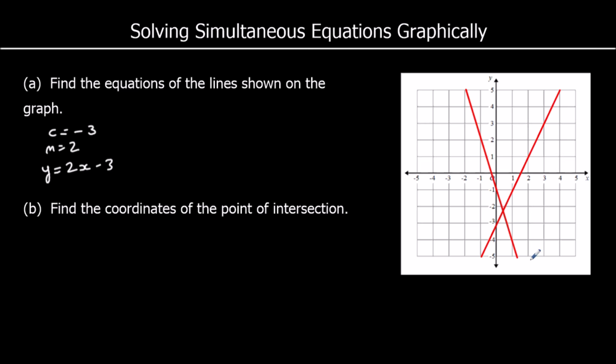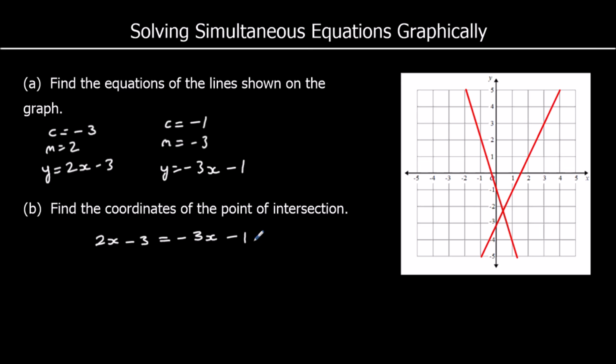For our negative gradient, the y-intercept's at negative 1. And for every one it goes across, it goes down 3. Across 1, down 3. So it's got a gradient of negative 3. So we've got y equals negative 3x minus 1. Find the coordinates of the points of intersection. Again, it's not a good point. It's going to be a decimal answer. So we're going to solve it algebraically. So we're going to say that 2x minus 3 equals negative 3x minus 1.